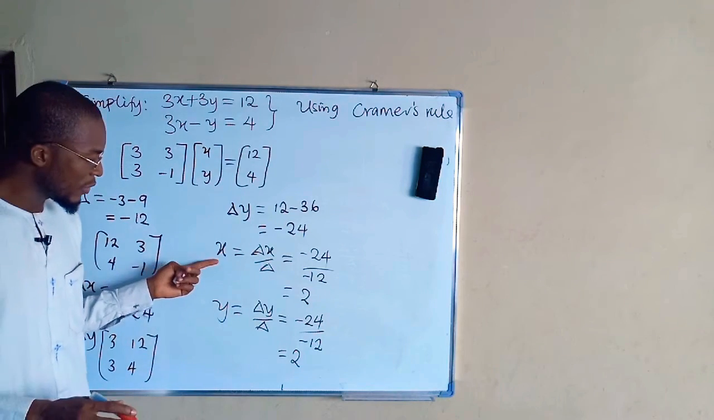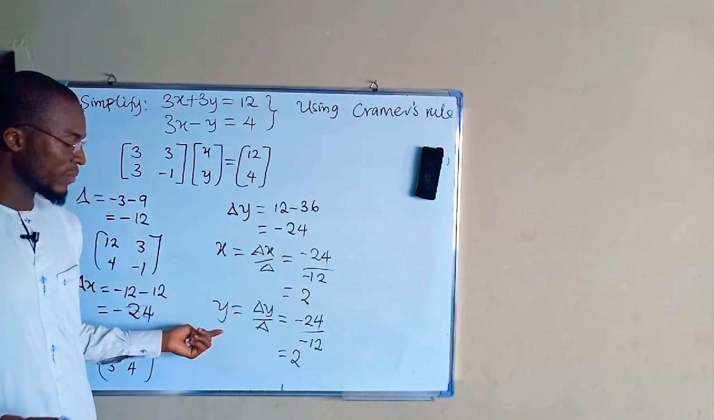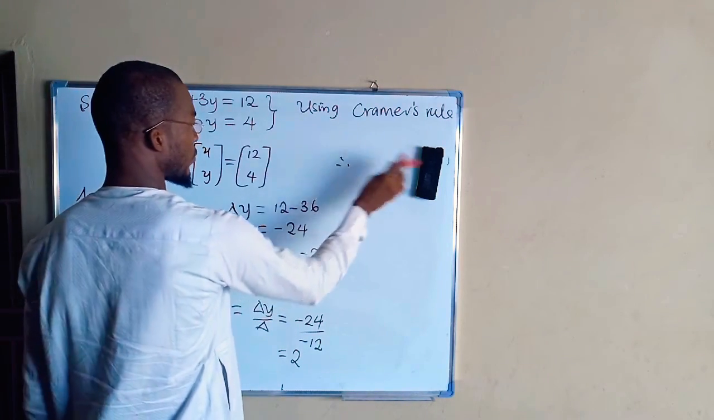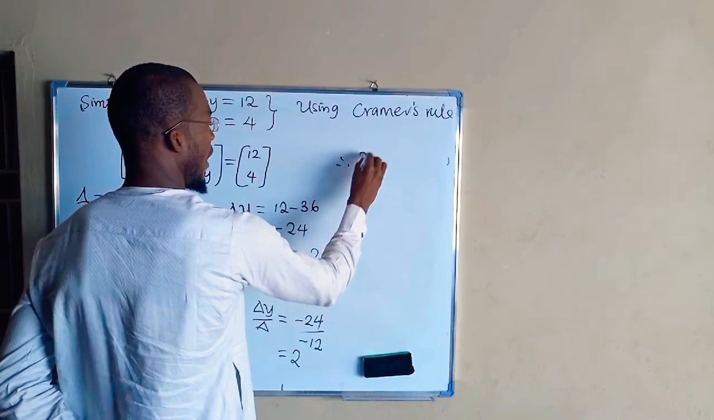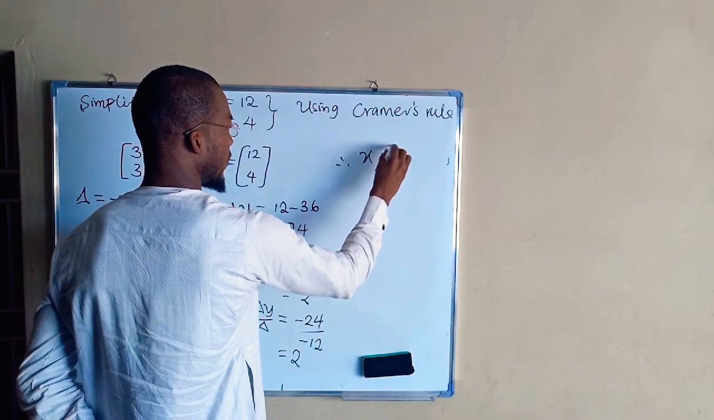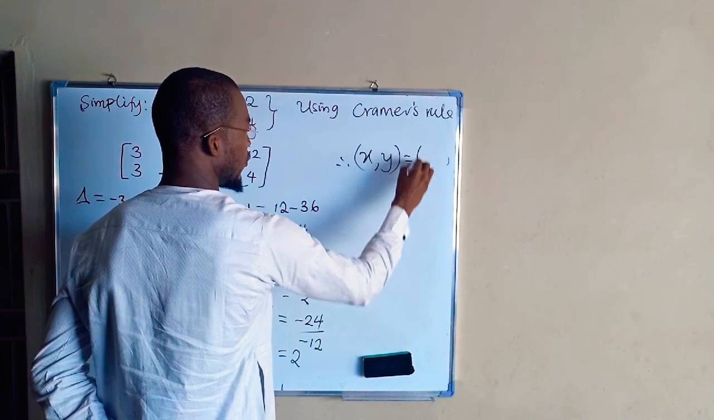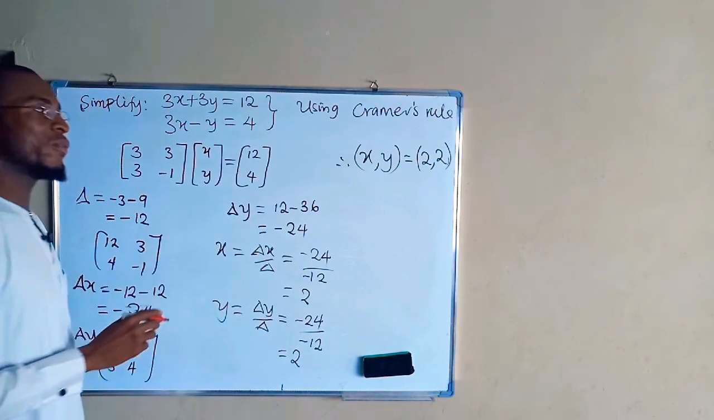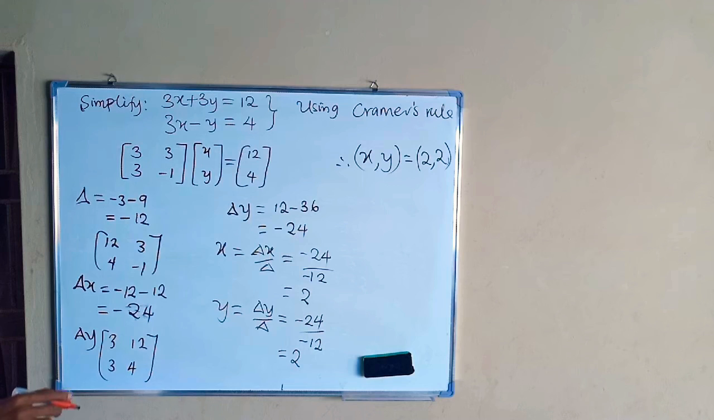So you see, the value of x is 2, and at the same time the value of y is equal to 2. Therefore, the x value and y value are 2 and 2. So these are the values of x and y, 2 and 2.